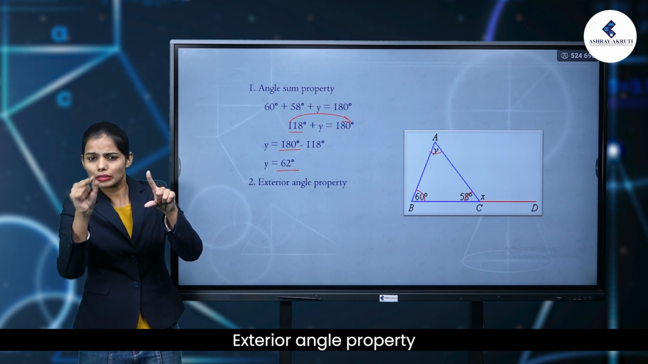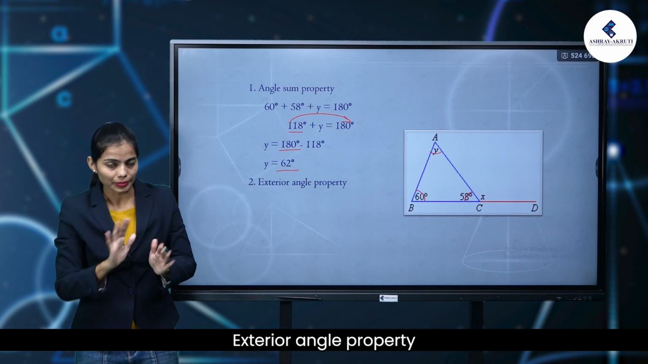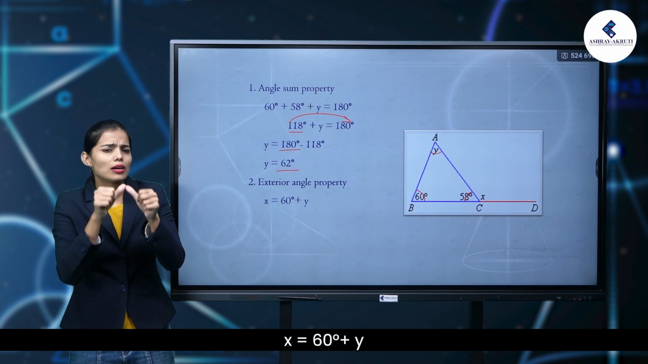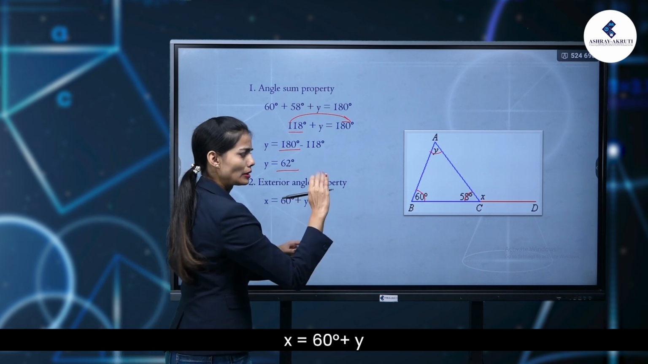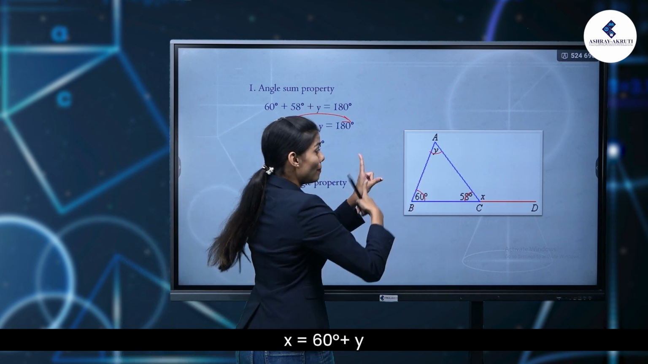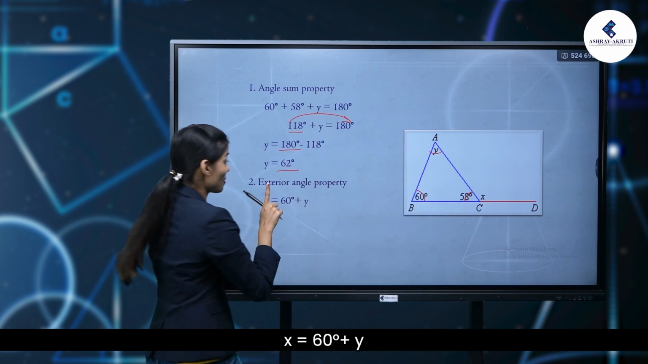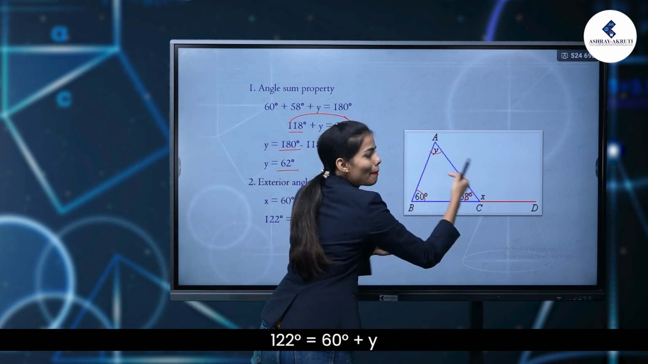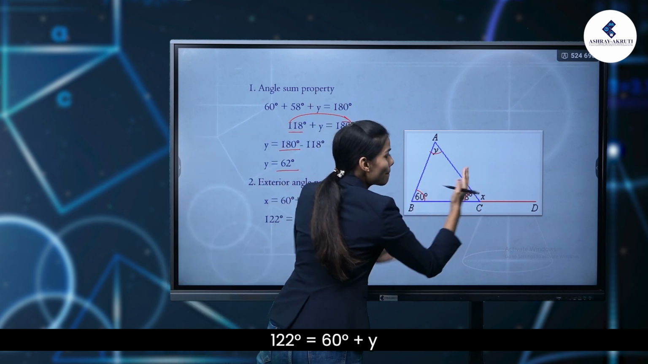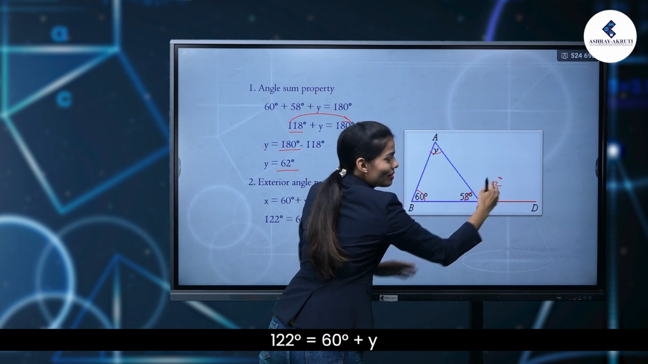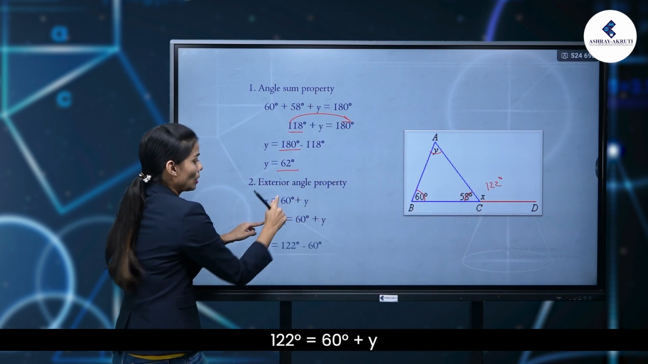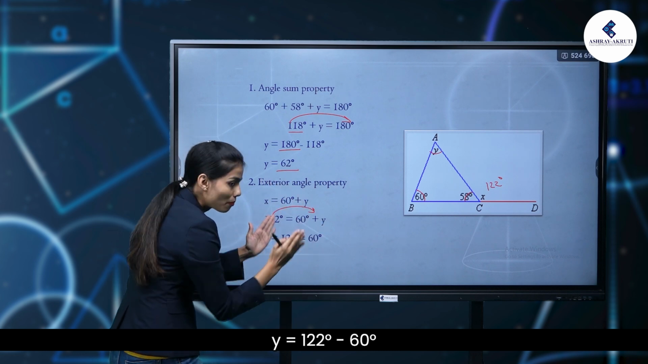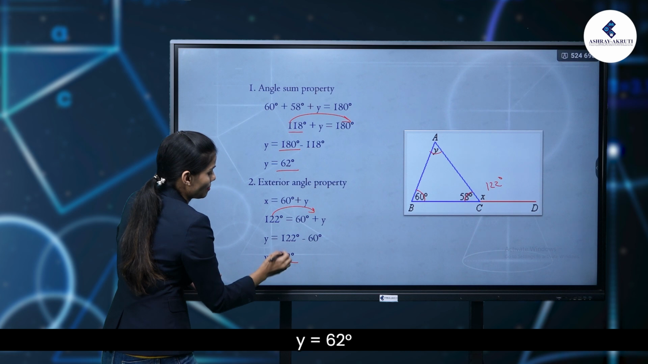Exterior angle property: x is equal to 60 degrees plus y. 122 degrees is equal to 60 degrees plus y. y is equal to 122 degrees minus 60 degrees. y is equal to 62 degrees.